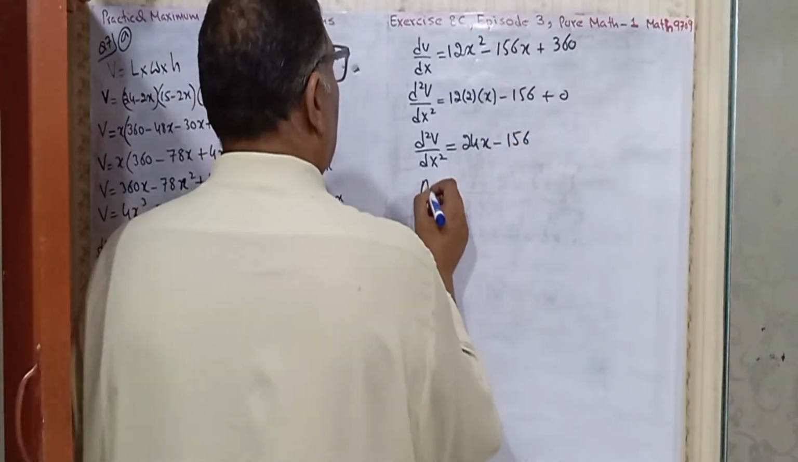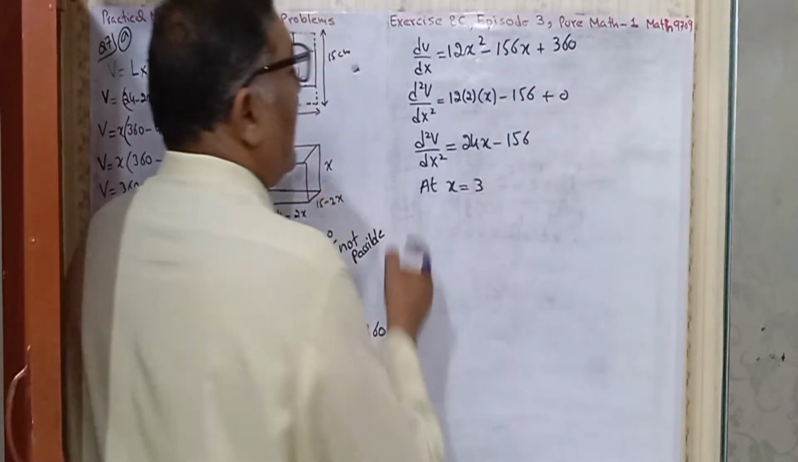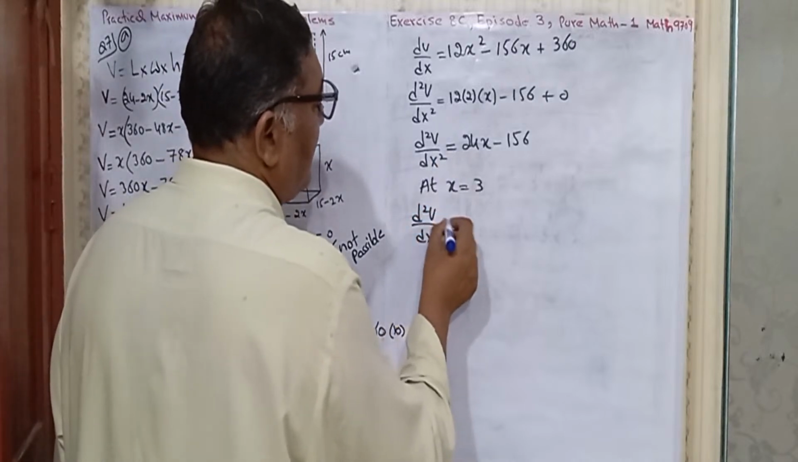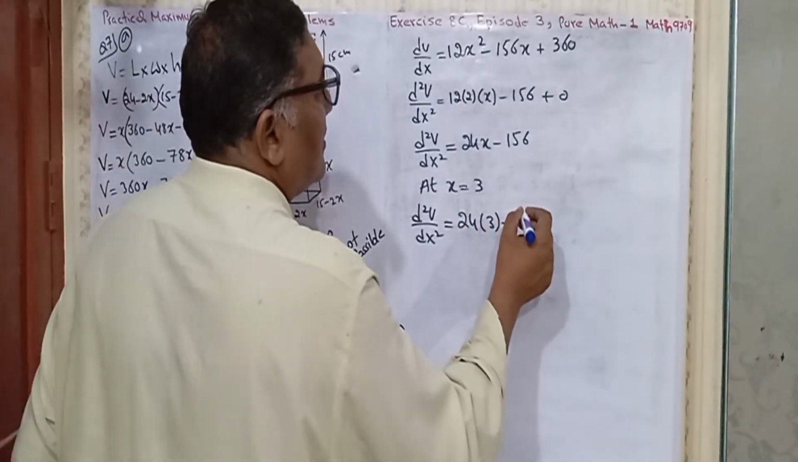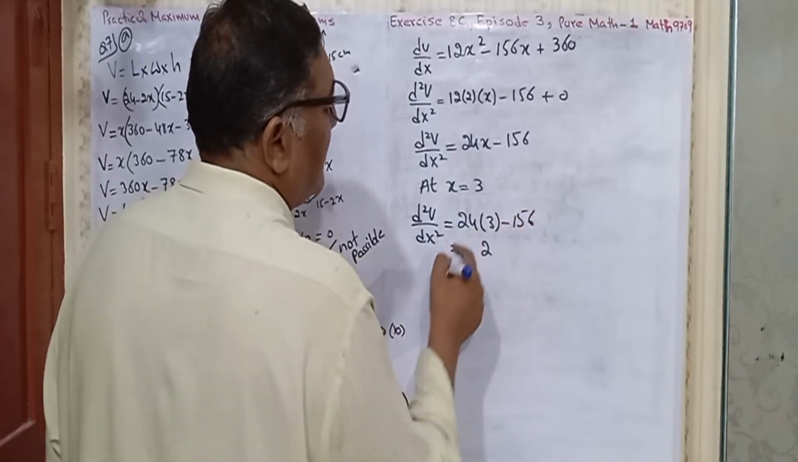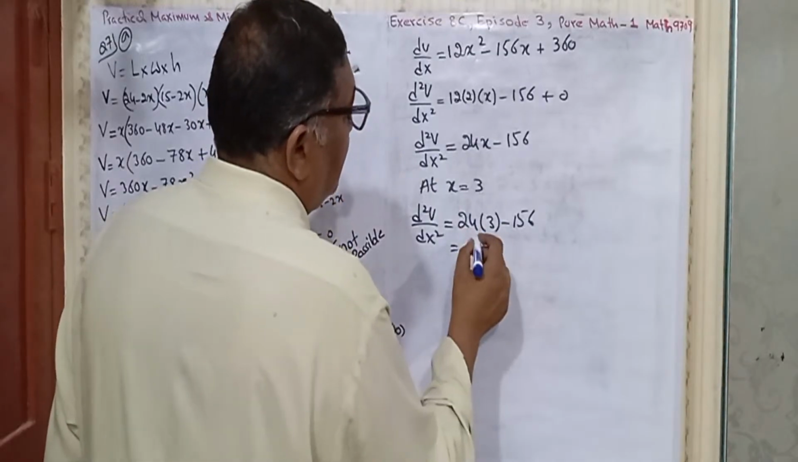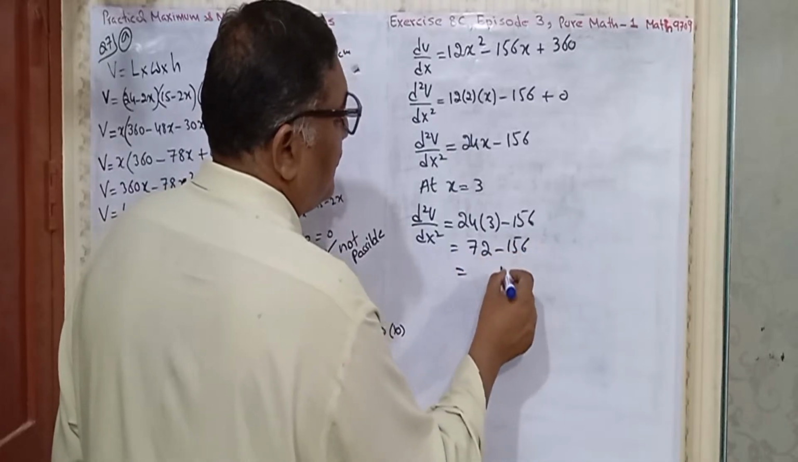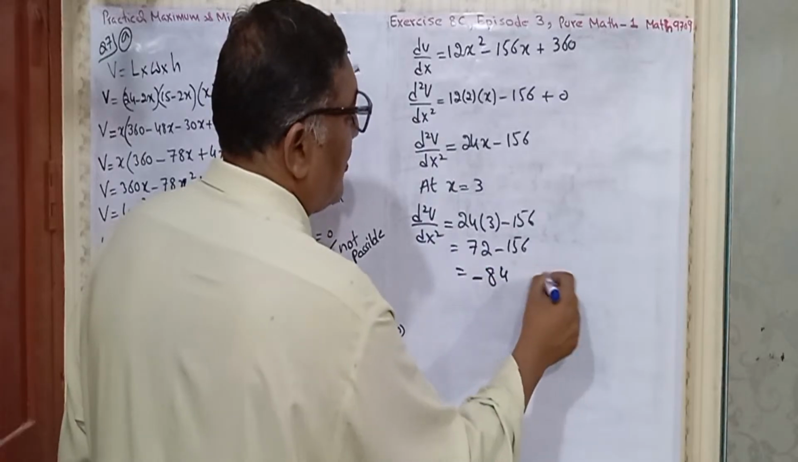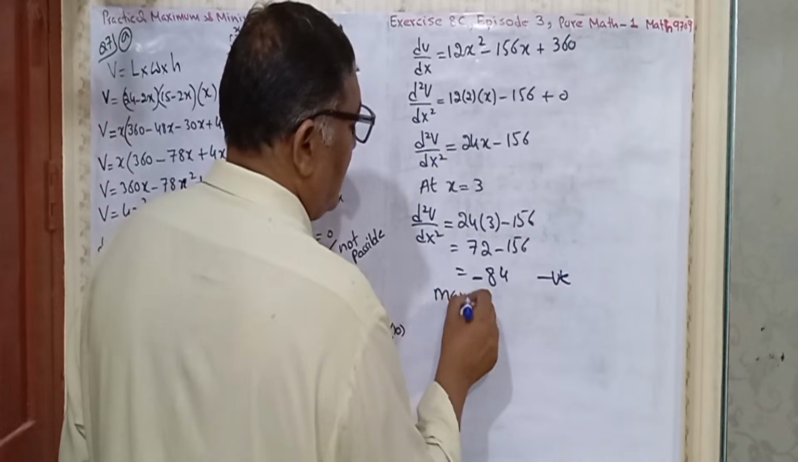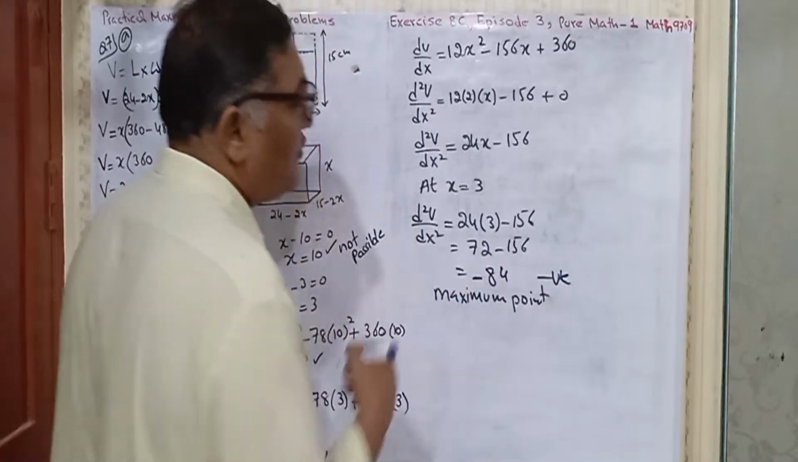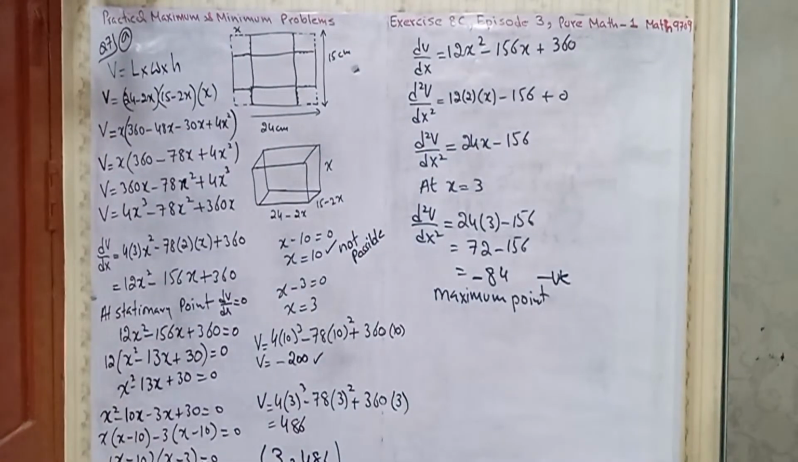At x equals 3, I will check the value. d squared V by dx squared equals 24 into 3 minus 156, which is 72 minus 156, which is negative 84. So it is a maximum point, because when I put the value of x in the second derivative, the answer is negative. That means it is a maximum point. The answer from the book is V equals 486 at x equals 3. That's the B part, and the C part is the maximum point.